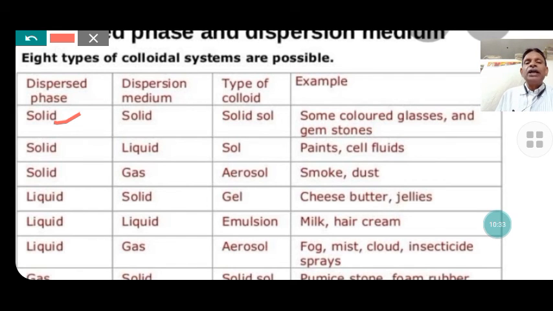Next, liquid and gas. Liquid in gas, when a liquid is dispersed in gases, is called an aerosol. Fog, mist, cloud, and insecticide spray are these types of colloidal phase in which liquid is suspended in gas.